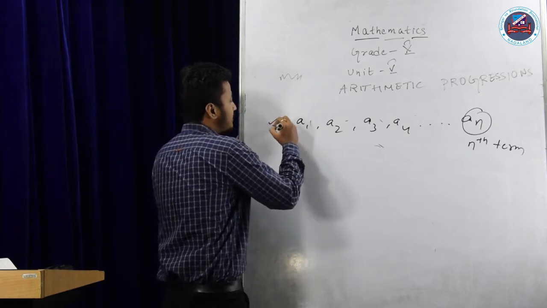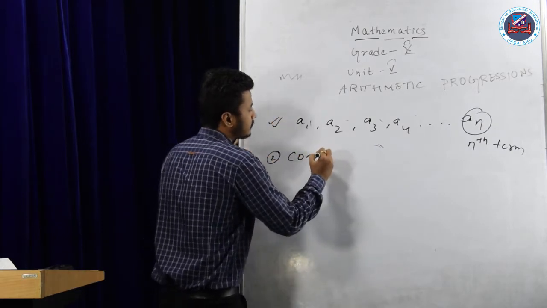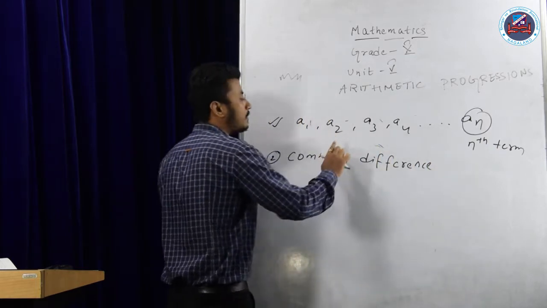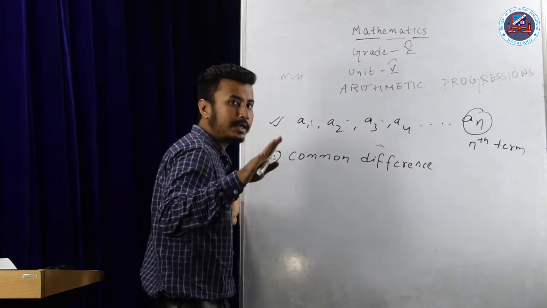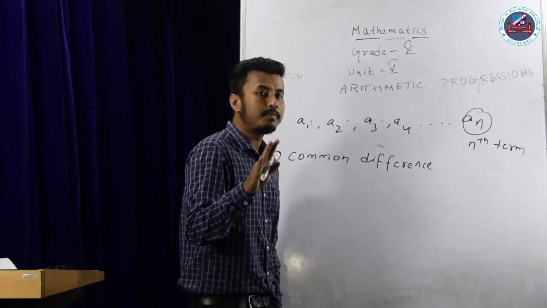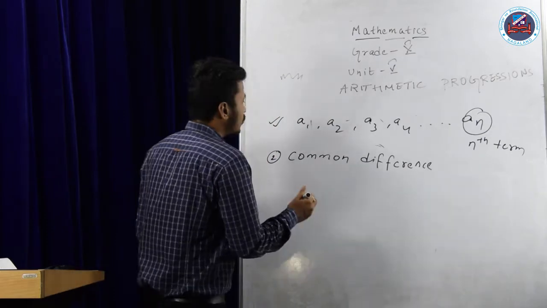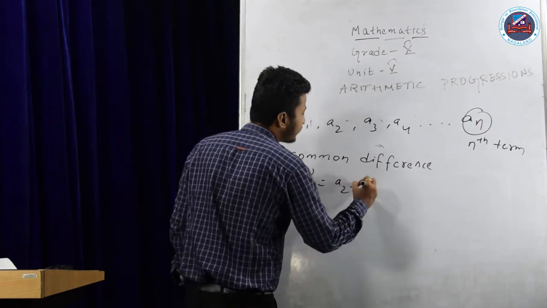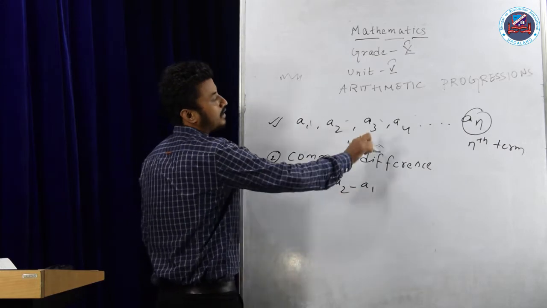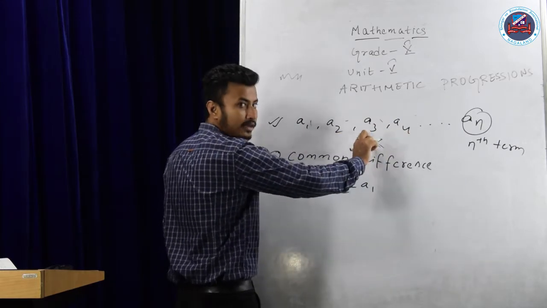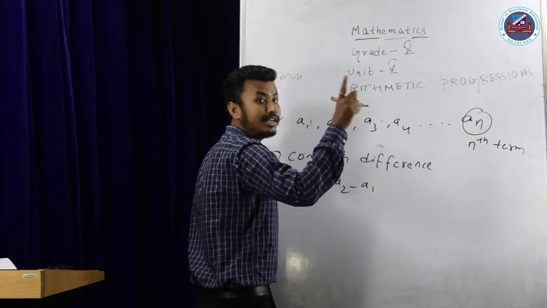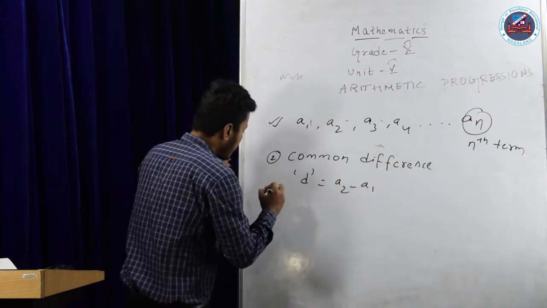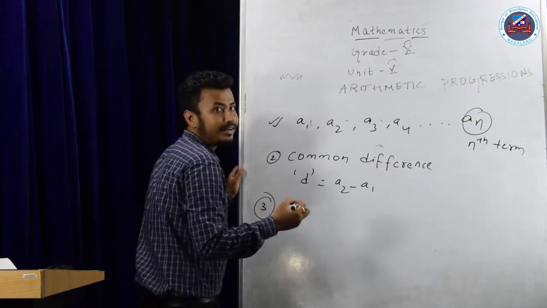The second thing here is the common difference. What is common difference? The difference between two consecutive terms is called common difference. In an arithmetic progression or in an AP, the common difference should always be equal. It is represented by small d, and d equals A2 minus A1. I can do A2 minus A1, I can do A3 minus A2, I can do A4 minus A3, or I can do AN minus A(n-1). All the common differences become equal. Okay guys?